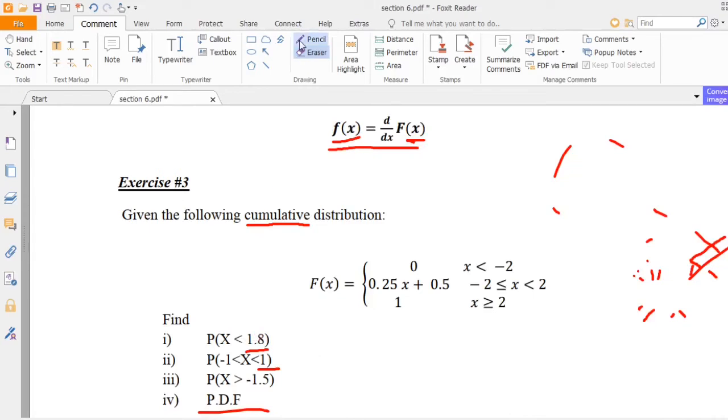Here, x less than 1.8 lies where? It lies in the second interval, so substitute in the second function. For the second one, you have 1 and -1. You have a specific interval, not less than or bigger than.